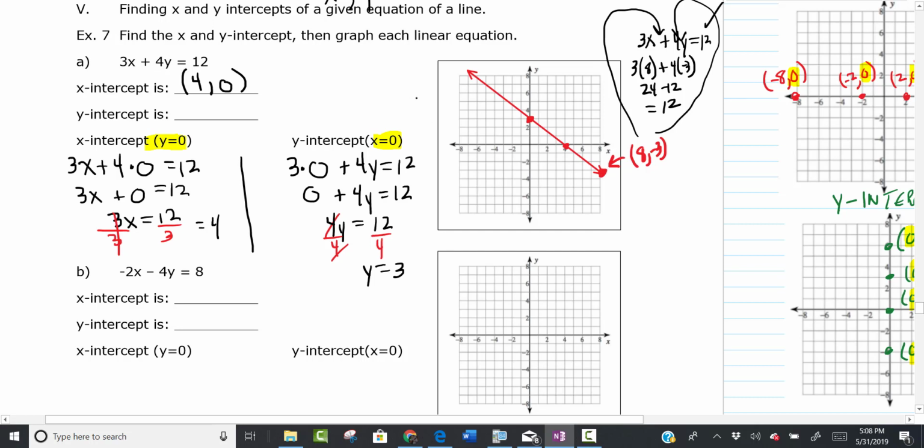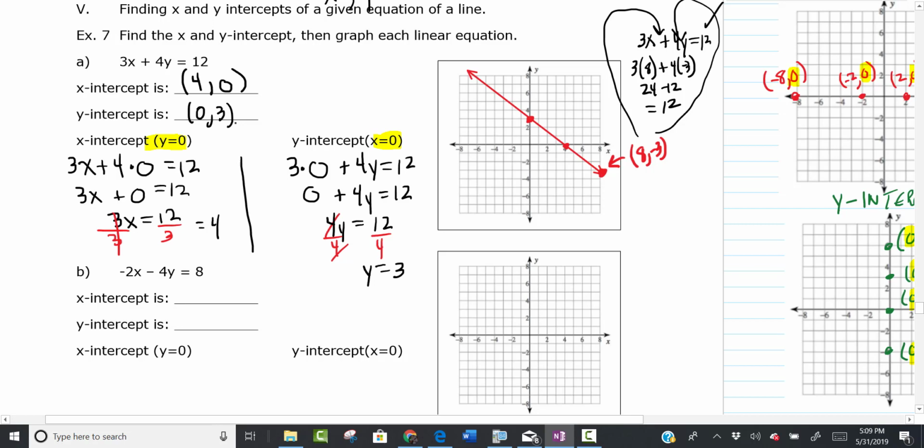I always tell students that a graph is a picture of all the solutions of that mathematical equation. It's a visual tool to help us visualize solutions. So the y-intercept we would write as the point 0, 3, okay, and then that's it.